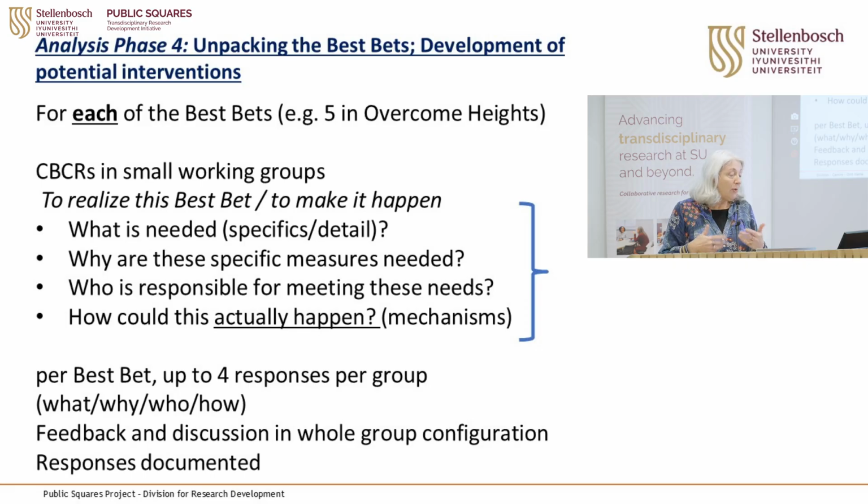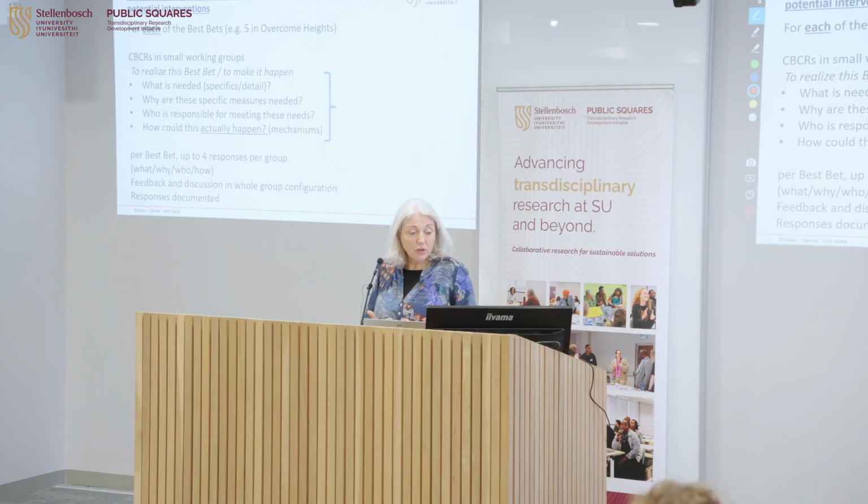So then came the real unpacking, the fourth phase: unpacking the best bets and the development of the potential interventions. For each of the best bets, for example the five that I've just shown you in Overcome Heights, the community members then worked together in small working groups and answered the questions to realise this best bet. In other words, to make this best bet happen, what is needed?